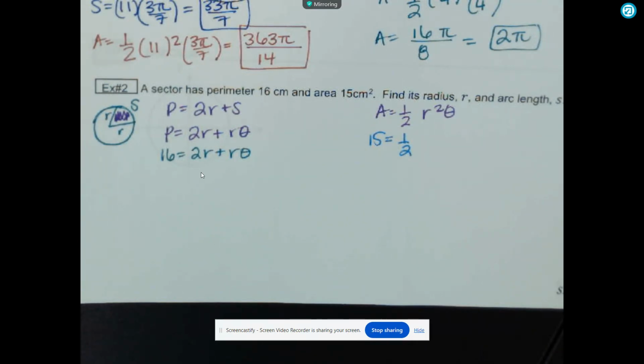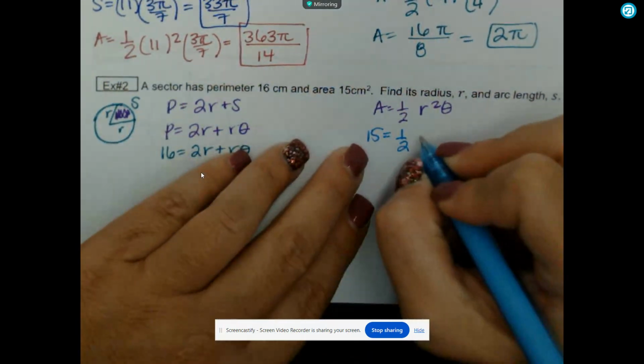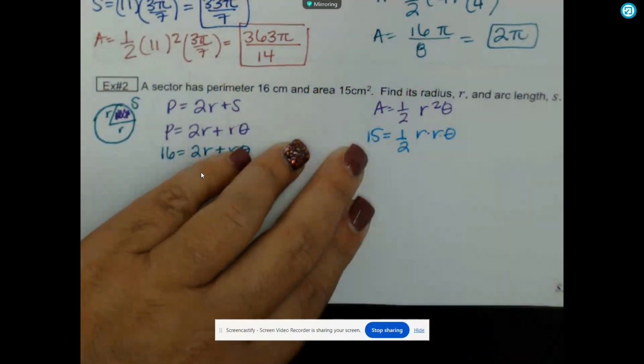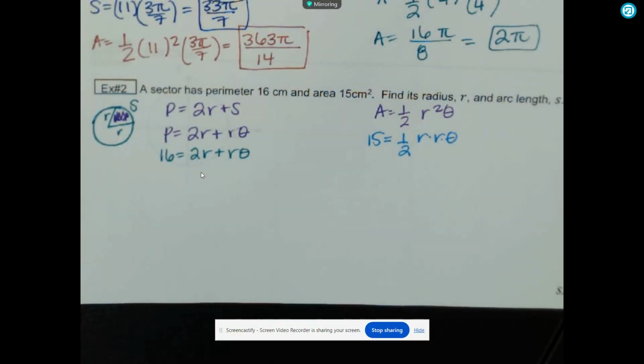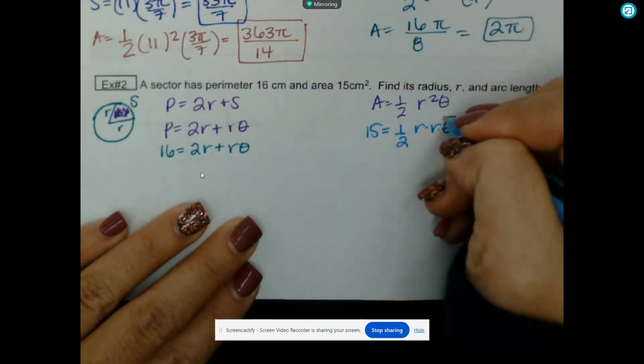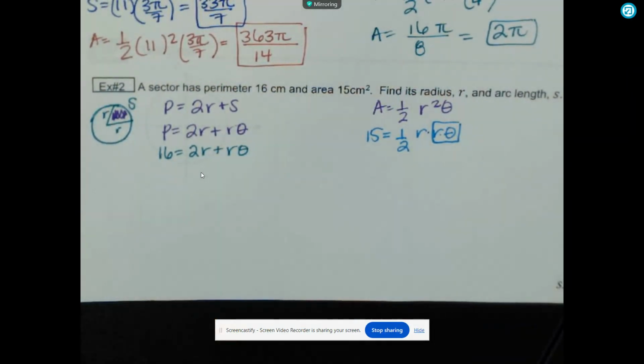R times itself. R times R, right? So I could really write this out. R times theta, right? Everybody with me? And now I have an R theta, which I also have in my previous problem when I got to my standstills. Everybody understand? Follow me here?